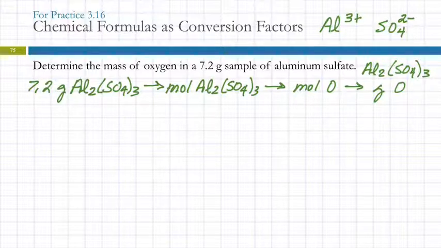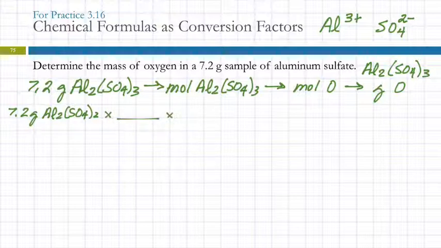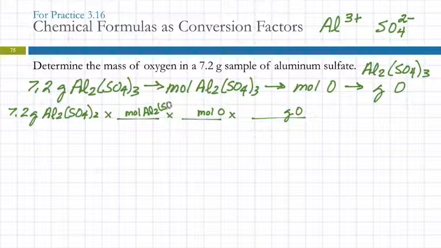Okay, so we've made our path. We've got 3 conversion factors, and so we can write out our formula. 7.2 grams, Al2(SO4)3, and 3 conversion factors, so 3 fractions, and grams of oxygen ends up being over there, moles of oxygen is there, and moles of the big old mess is in the middle. And then we've got grams down there, moles of the compound.